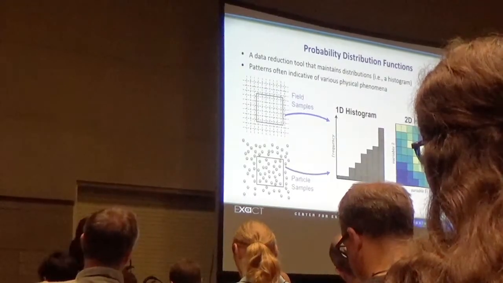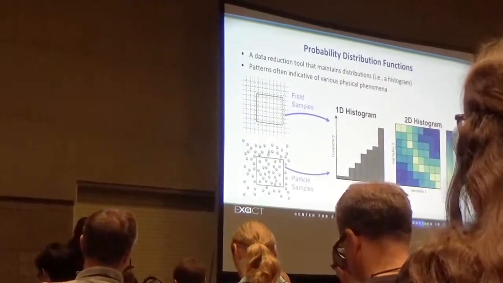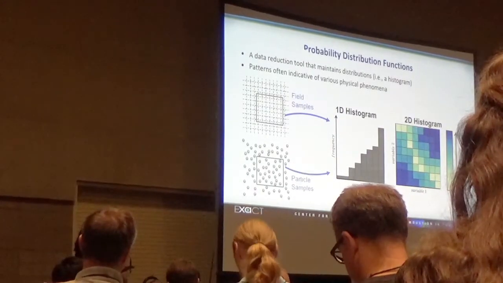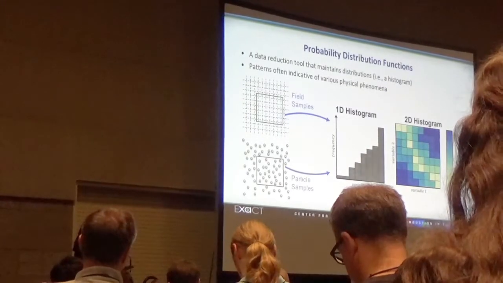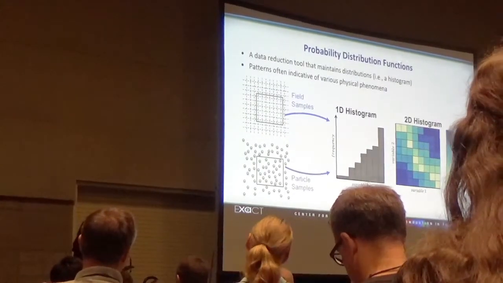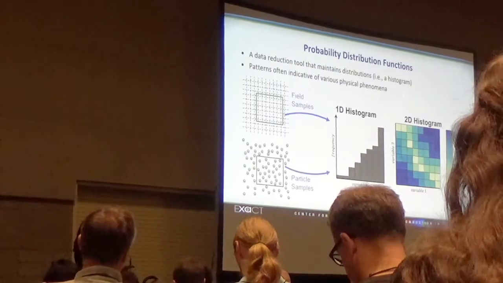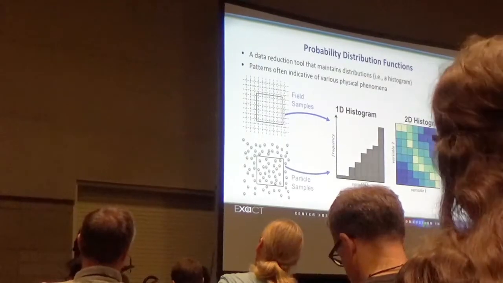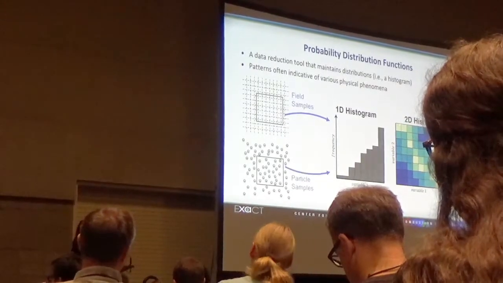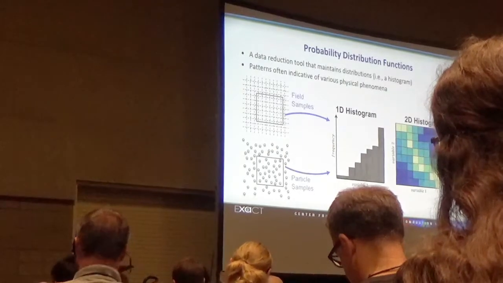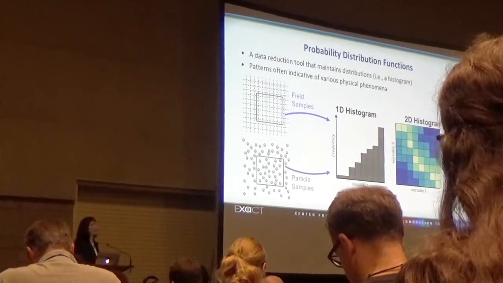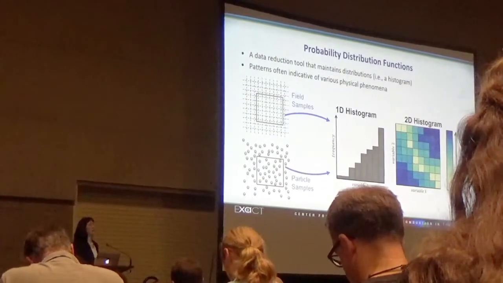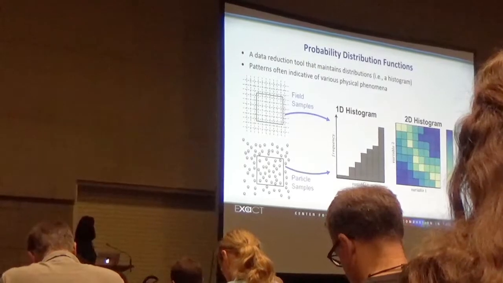So this is just an example of how we can use these PDF distribution functions as a data reduction tool that preserves the distributions. For example, the histograms of the temperature and mixture fraction fields. And the patterns that come up in these histograms, for example, a 1D or 2D histogram, are representative of the various physical phenomena that are occurring. As I showed you earlier when we did global statistics, we found that there are strong correlations of temperature with mixture fraction or the local mixing rate.